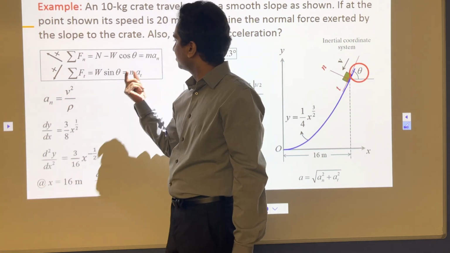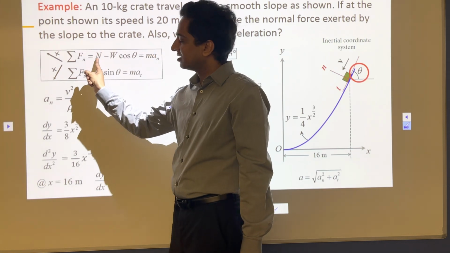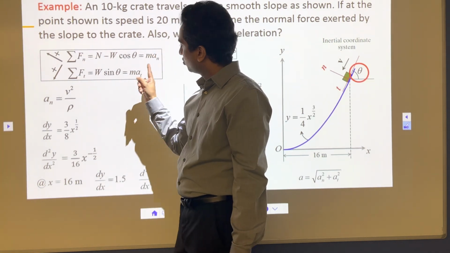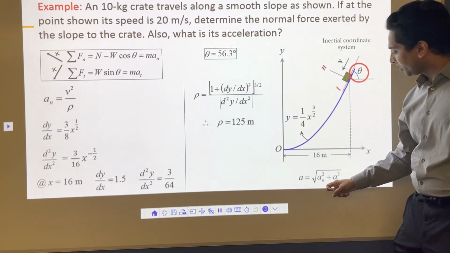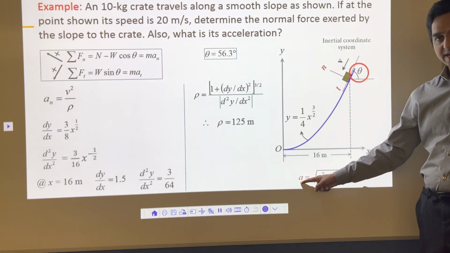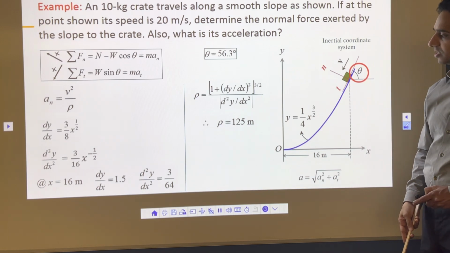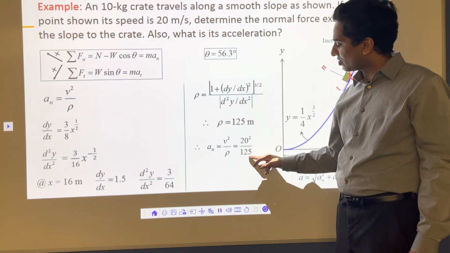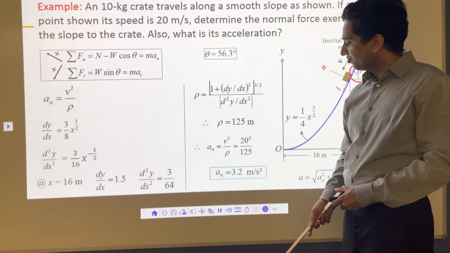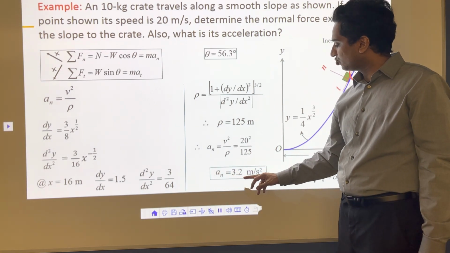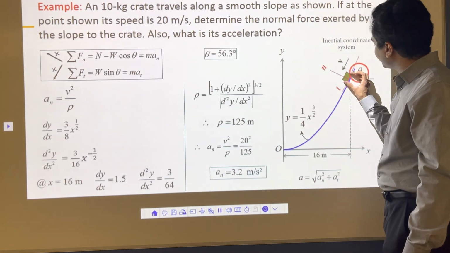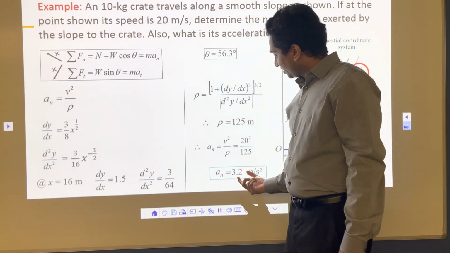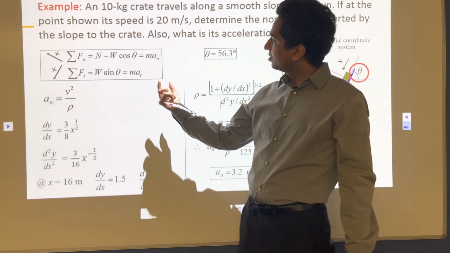Whatever the value of an, put it here, you'll get the normal. That's your first answer. Solve this equation, calculate at. You have at and an, put it here, solve a, you are done with the number, we are done with this part. So an is 20 square by 125. So acceleration will come as 3.2 meter per second square. It means at this instant normal acceleration is 3.2 meter per second square.